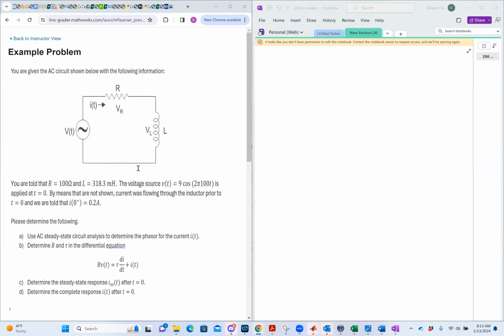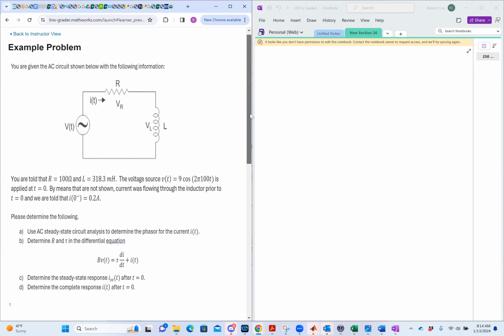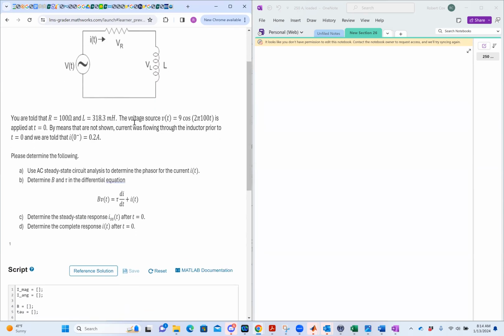All right, so I want to take a look at an example problem that shows how to enter some of these homework solutions in MATLAB. This is an example based on the circuit that we did in class. When you go to any of the problems, they'll open up in a different window and you'll see something like this. Usually there's an image at the top with the information about the problem.